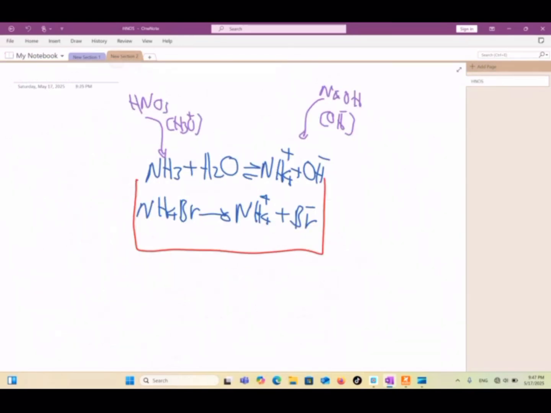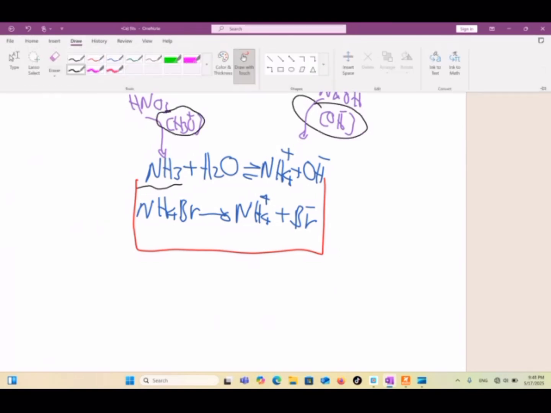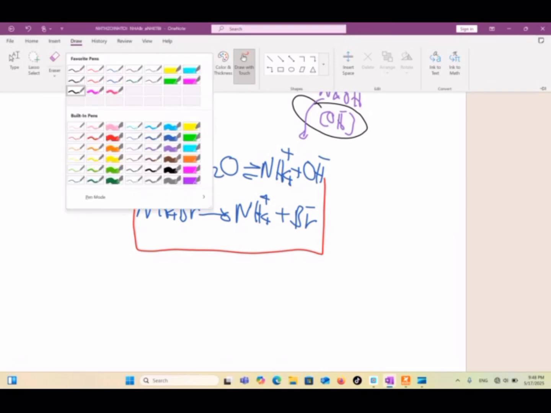Let us talk about the second type, or part B, when we have a basic buffer, which means a weak base, and then add a hydronium acid or hydroxide base. What will happen to the quantities of the hydronium, hydroxide, and the other quantities as well?